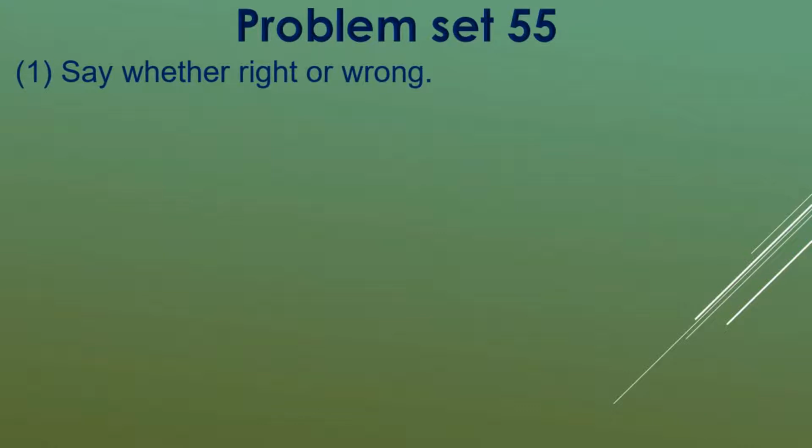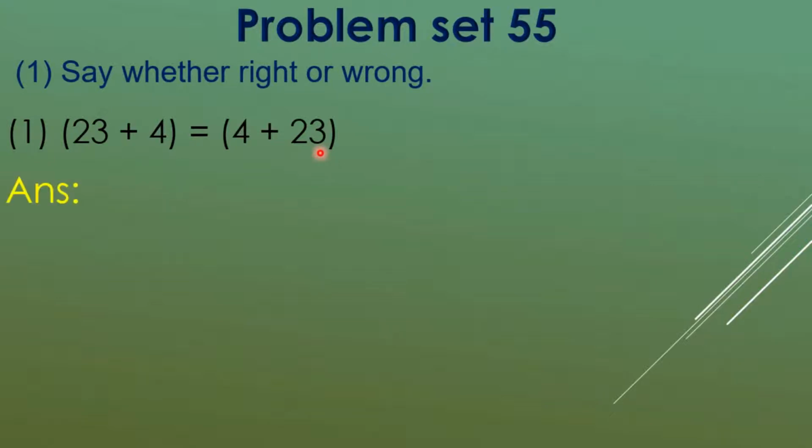Problem set 55. Say whether right or wrong. First statement is 23 plus 4 is equal to 4 plus 23. Now we have to find out whether the given statement is right or wrong. So first let us find out the value of these two expressions.